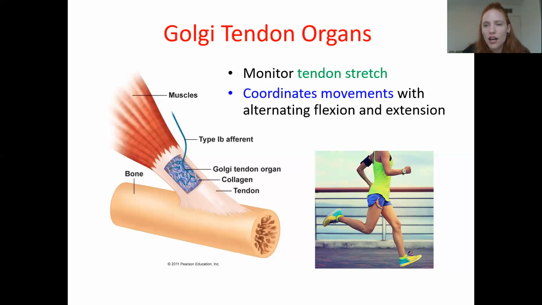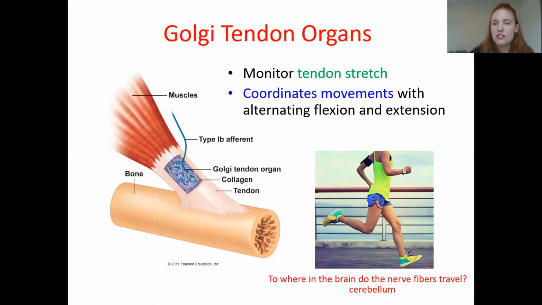So which area of the brain is responsible for taking this information and helping to smooth all that out so that you have nice coordinated movements? That would be the cerebellum. Okay, so these sensory neurons are going to travel to the cerebellum. The cerebellum will use that information to coordinate the motor movement that's coming in from the primary motor cortex, to make sure that everything's all smoothed out and coordinated, so that you have that alternating flexion and extension.